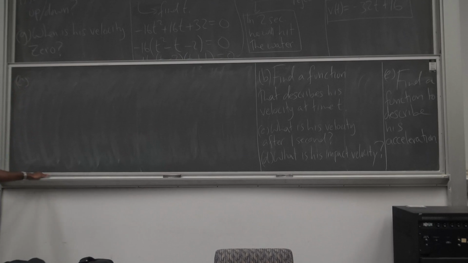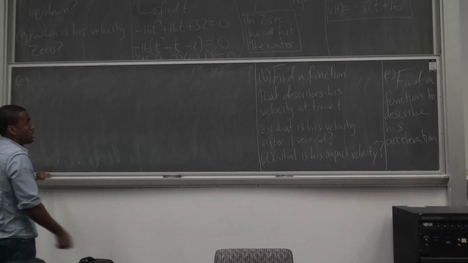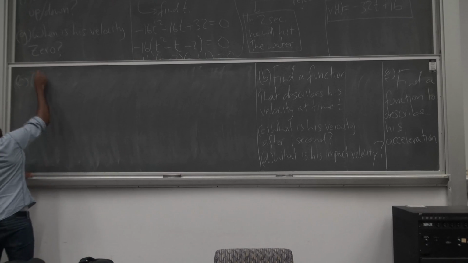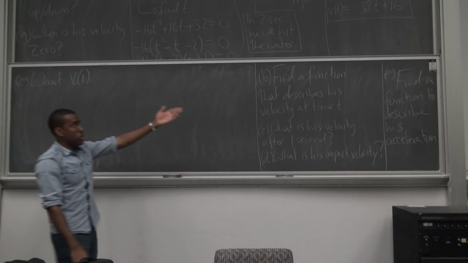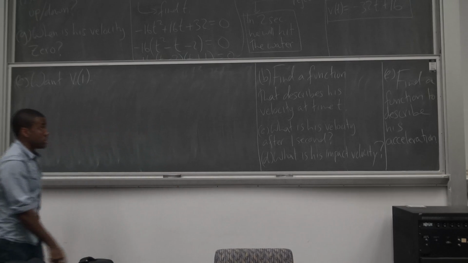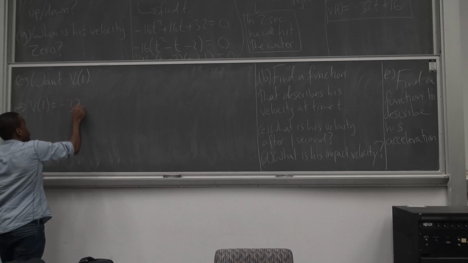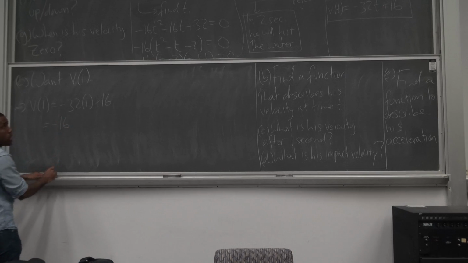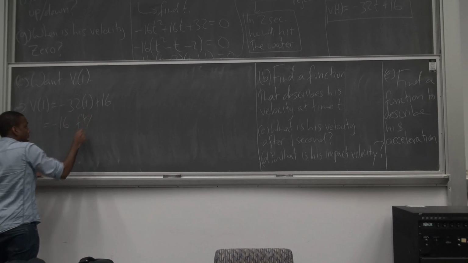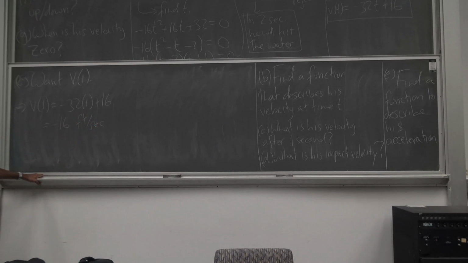What's his velocity after 1 second? How do you get that? Just plug in v of 1. V describes his velocity, so now I just want the velocity at 1 second. So we get v of 1 is equal to minus 32 times 1 plus 16 equals minus 16. I don't particularly care about units in this class, but that would be feet per second. What does that negative sign mean?